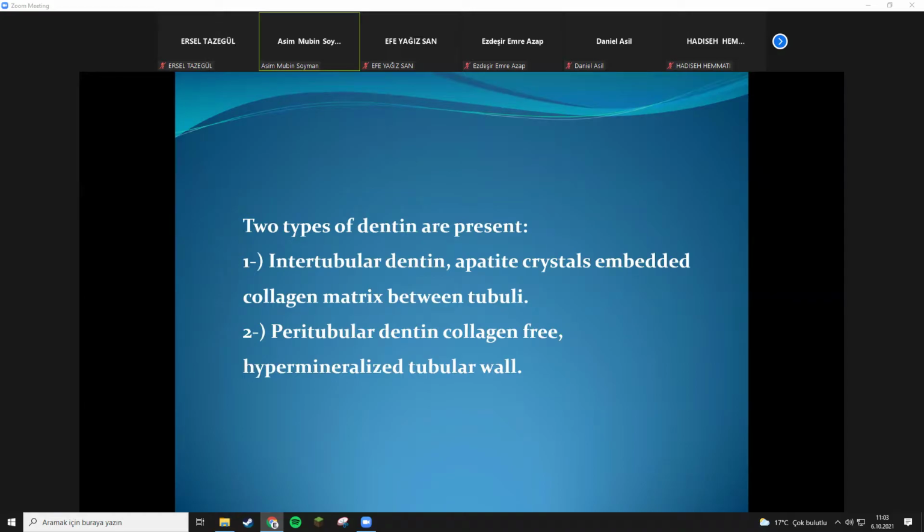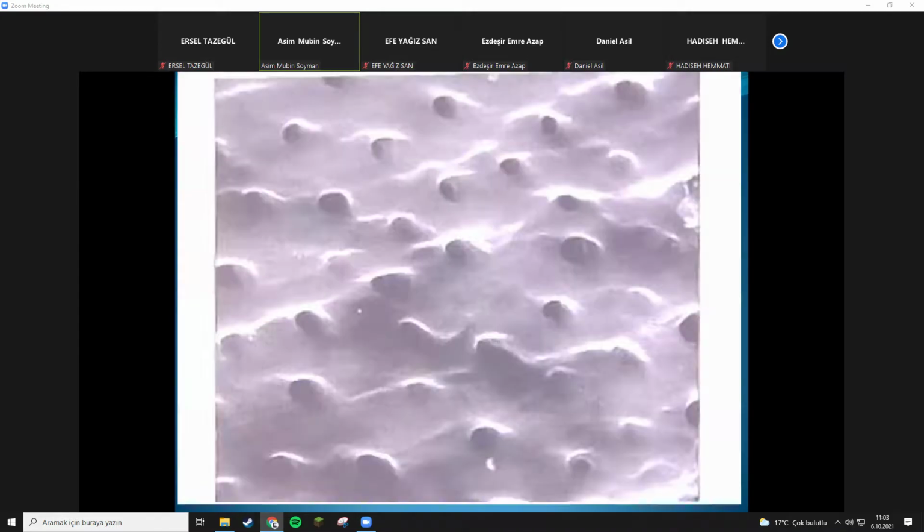First, intertubular dentine: apatite crystals embedded in collagen matrix between tubuli. And peritubular dentine: collagen-free, hypermineralized tubular wall. Now, this is a horizontal cut appearance of the dentine. This is a real one. You see the dentinal tubuli in here. These are the dentinal tubuli. Here is the intertubular dentine.